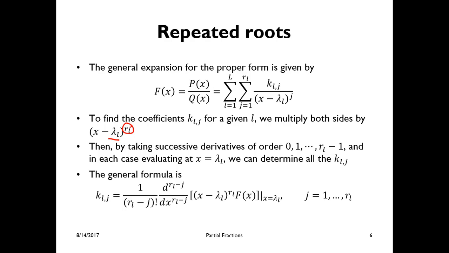L. In order to determine the different coefficients corresponding to the various terms involving x minus lambda sub L, we can actually take successive derivatives of this equation and evaluate both sides at x is equal to lambda sub L. This leaves us with a general expression for determining all the different coefficients associated with our repeated root.